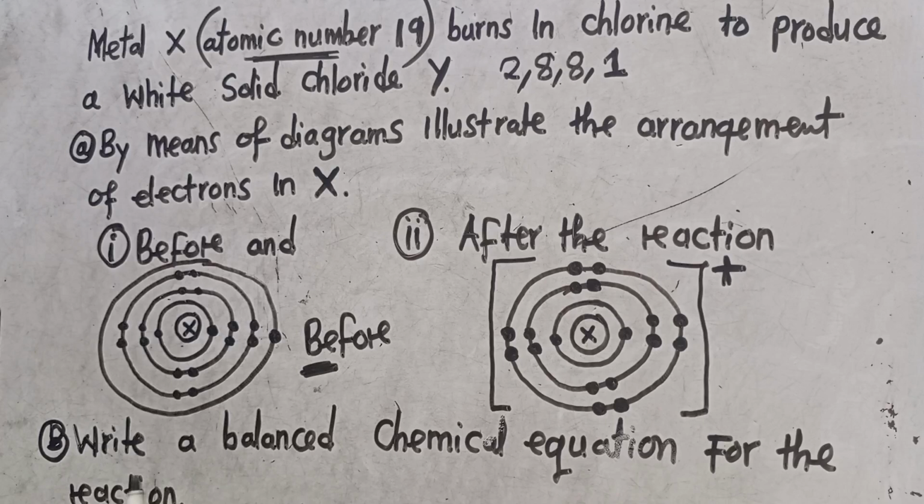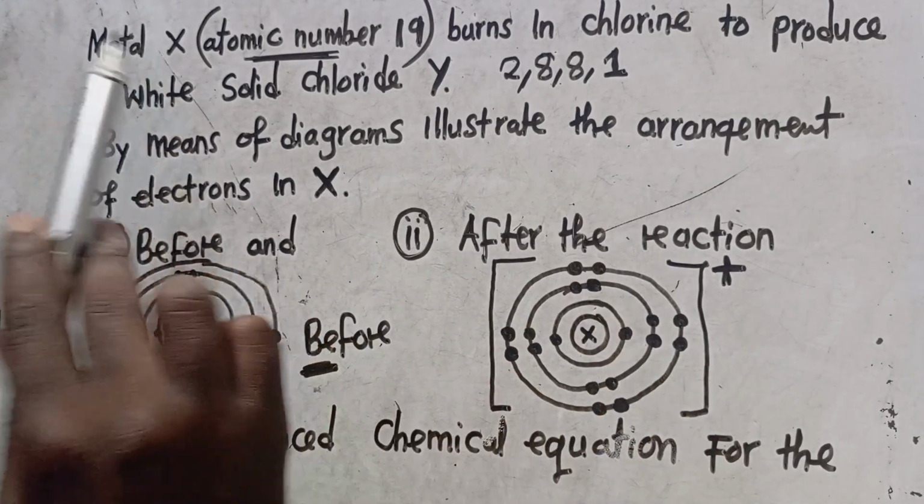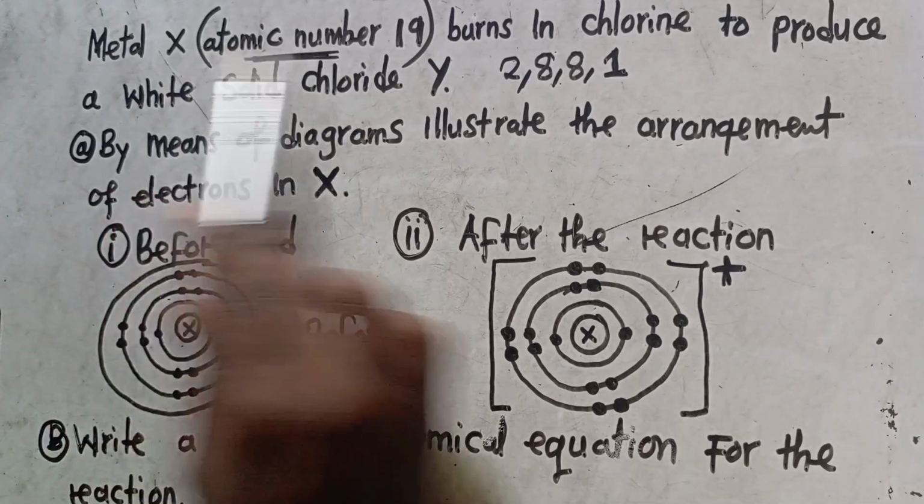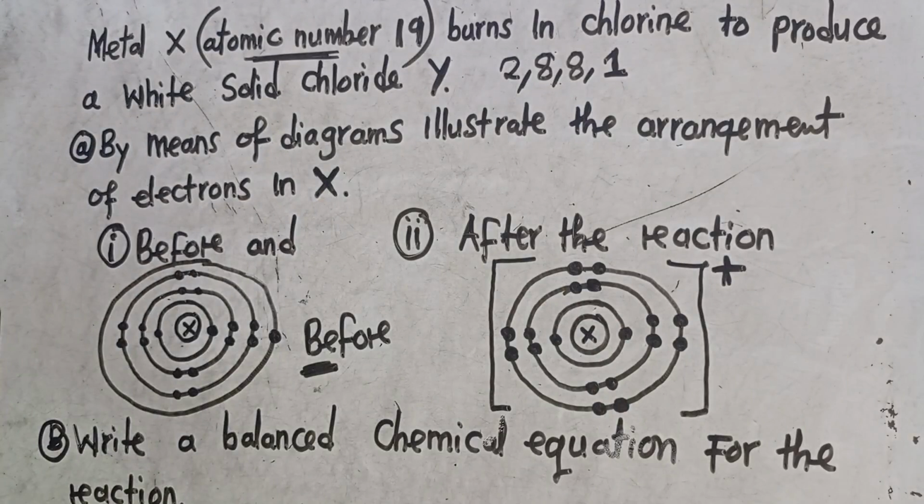The question is saying, write a balanced chemical equation for this reaction that is here. So they are telling us that X is having atomic number 19. So I'm going to say X.